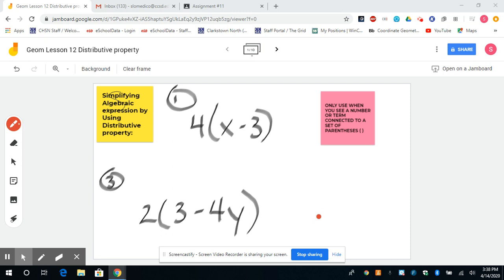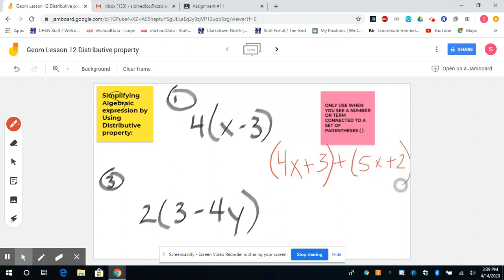So lesson 12 is based on the distributive property. I'm seeing that some people were using the distributive property in the other lesson just when they saw parentheses. So there was a problem that looked like this. Okay, so there are parentheses, but careful, there's a difference between the one above and the one that I'm writing below.